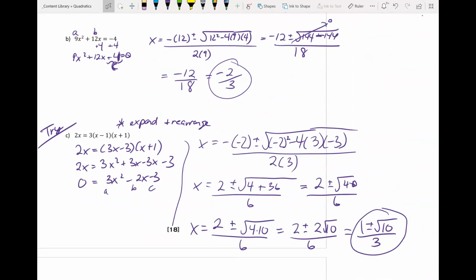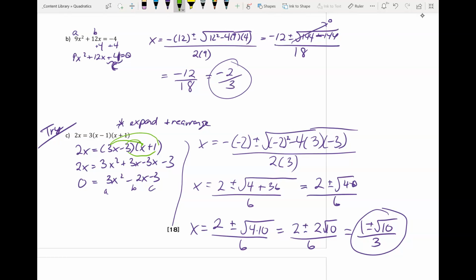Here is the solution to C. So the first thing I did is on the right hand side of our equal sign, I expanded. So I did 3x times x, 3x times 1, negative 3x, and then negative 3 times 1. And then I collect my like terms. And I moved our 2x on the left side to the right side.